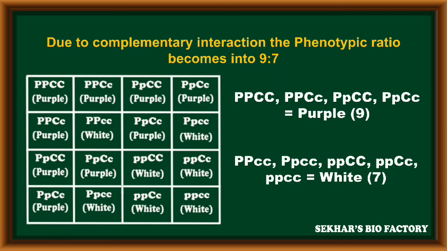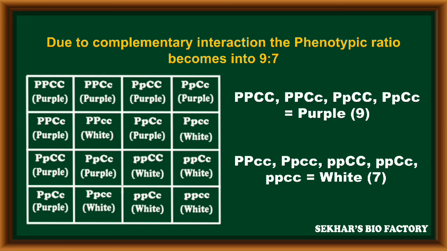In similar way, out of 16 individuals, the 7 individuals, it is 1, 2, 3, 4, 5, 6 and 7, are with the white color flowers. They have the genotypes capital P, small c, small c; capital P, small p, small c, small c; small p, capital C; small p, capital C, small c; small p, small c. With this genotype, the flower color becomes white due to absence of either one enzyme or two enzymes.